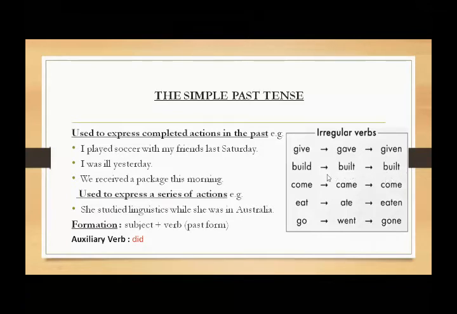Then come is the first form. The second form, I mean the past tense, is came, and the past participle is come again. Then eat is the first form, I mean the present tense, the second form is ate, I mean past tense, and the third form is eaten, I mean past participle. Then go, went is the second form, and gone is the participle, meaning the third form. Okay, I hope you have understood.